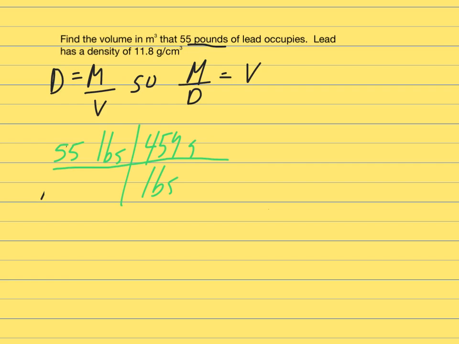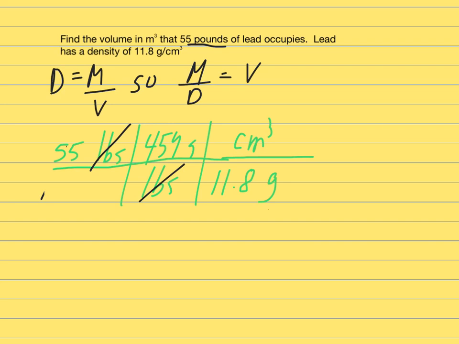So starting off my dimensional analysis scheme, I would initially begin with 55 pounds. That's 55 pounds of lead. I looked in the back of my book, and there are 454 grams in a pound. So multiplying by this first conversion factor, I can change the mass of lead from 55 pounds into its equivalent in terms of grams.